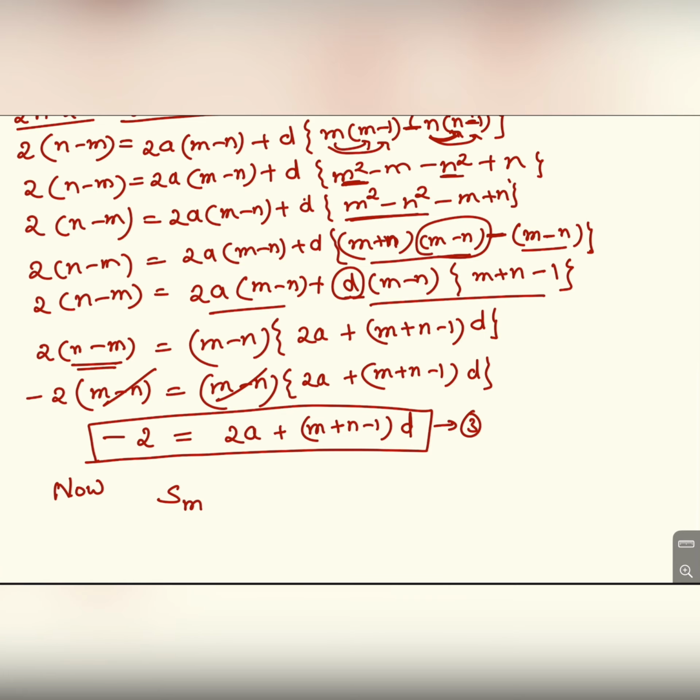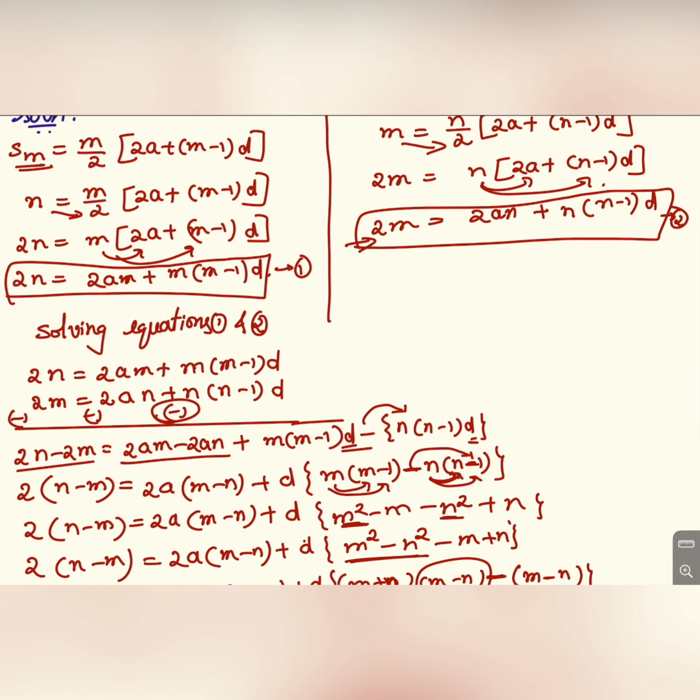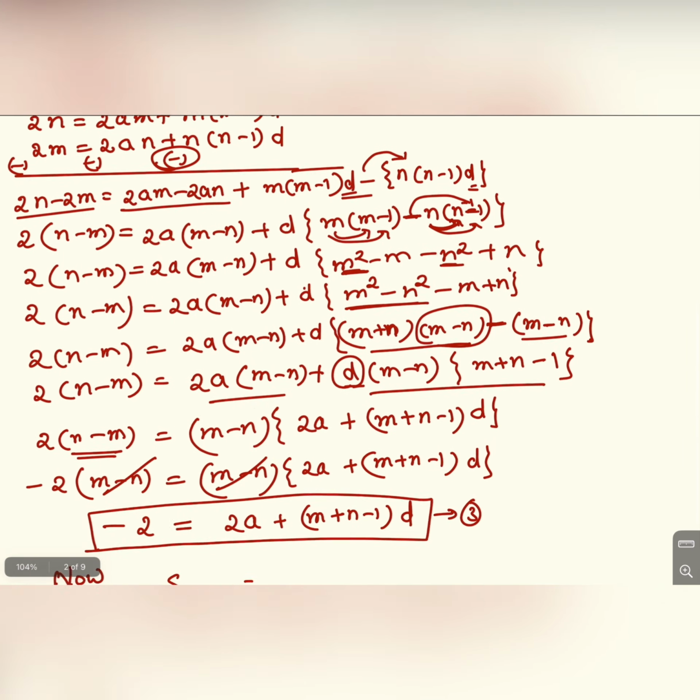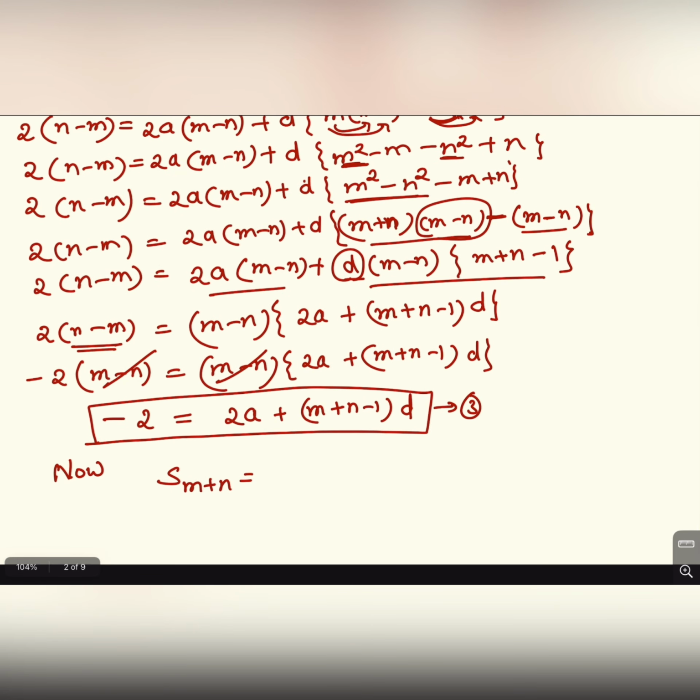Now the sum of m plus n terms. They have asked us to show that the sum of the first m plus n terms is equal to minus of m plus n. So for m plus n terms, we can write m plus n by 2. If it is n, Sn, then we would write n by 2, but we have m plus n, hence we are writing m plus n by 2 into 2a plus m plus n minus 1 into d.